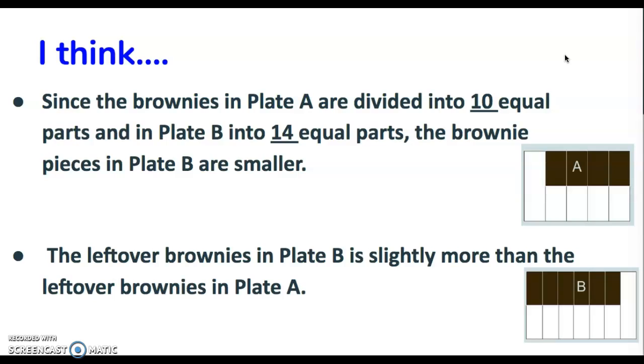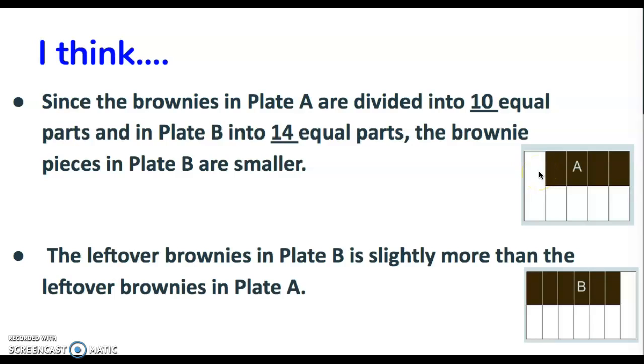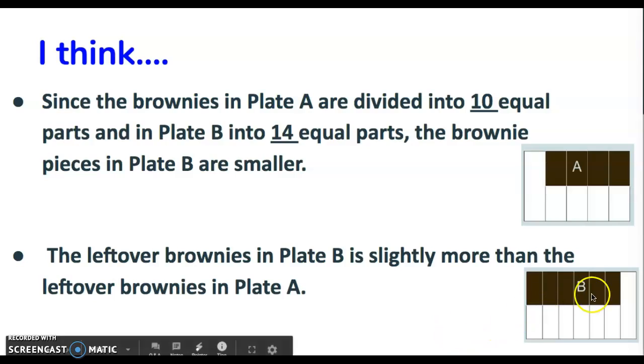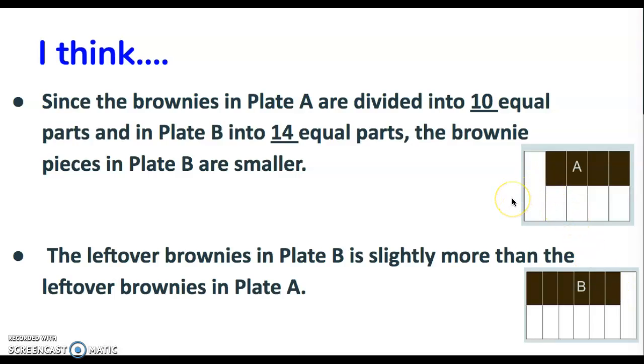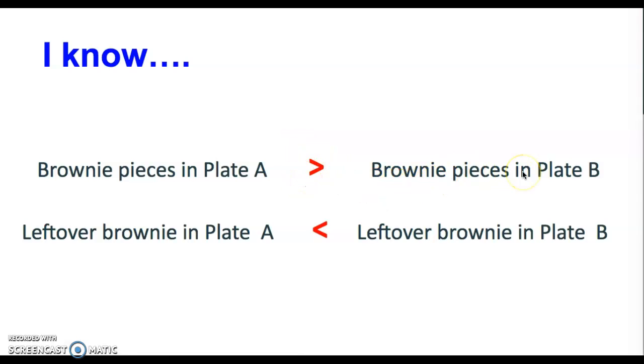You might say, I think that since the brownies in plate A are divided in 10 equal parts, whereas in plate B they are divided into 14 equal parts, the brownie parts in plate B are smaller than the brownie parts in plate A. You might also think that the leftover brownies in plate B are slightly more than the leftover brownies in plate A. If you write this in math language, this would be brownie pieces in plate A bigger than the brownie pieces in plate B, and leftover brownie in plate B bigger than the leftover brownie in plate A.